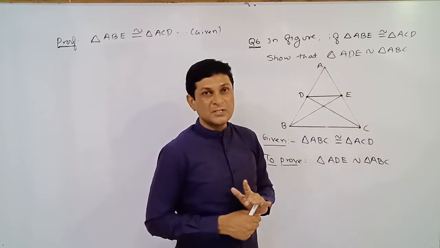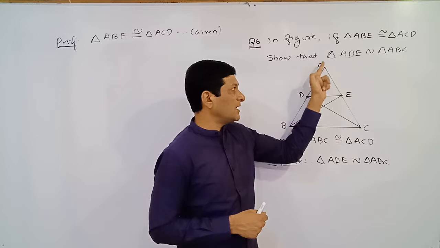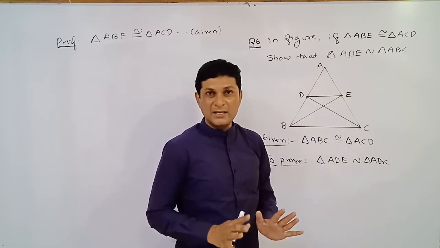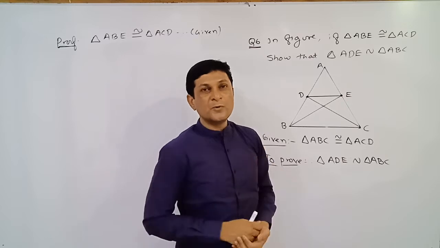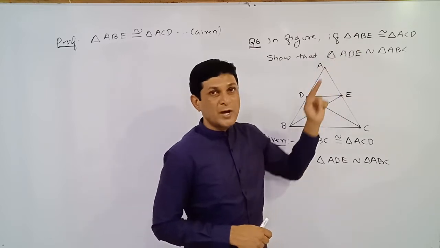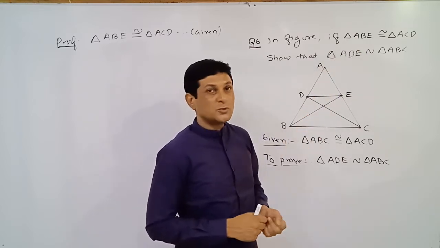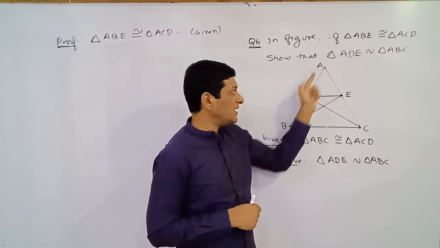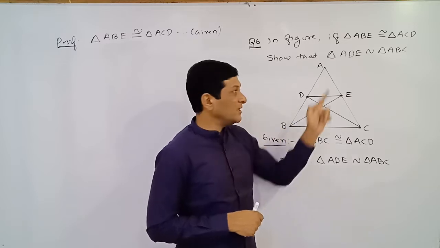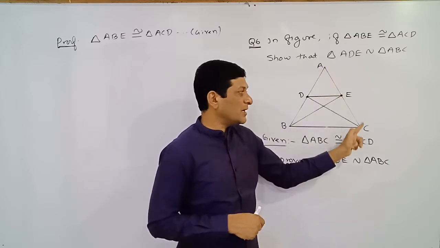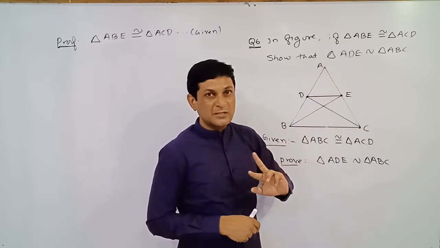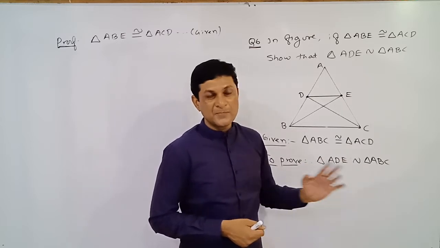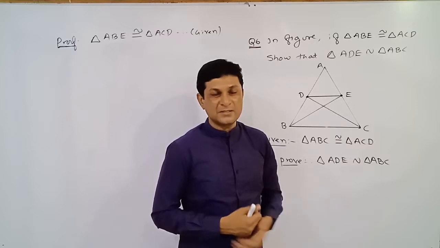If you observe these two triangles, triangle ADE and triangle ABC, angle A is the common angle. Now, using the first condition, if we are able to prove that the two sides including these two angles are in proportion, meaning AD upon AB is equal to AE upon AC, then we can say that these two triangles are similar by the SAS criterion.